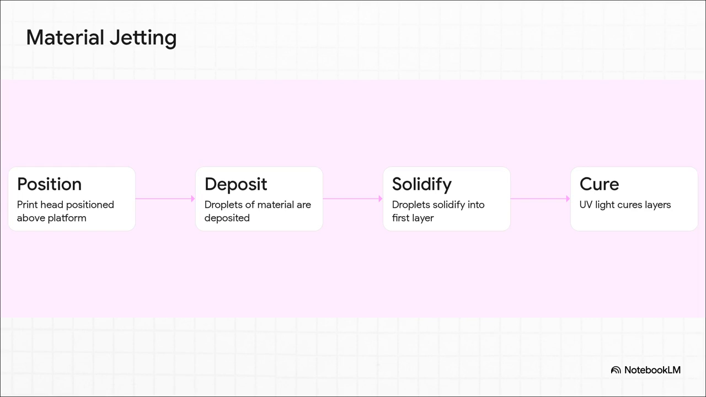Okay, next up is material jetting. Honestly, if you have a standard inkjet printer sitting on your desk right now, you already get the gist of this. A print head positions itself over the platform, but instead of ink, it shoots out tiny droplets of build material using thermal or piezoelectric tech. Those little droplets hit the surface and solidify to form your first layer. More layers get built up on top, and depending on the exact material, they either cool and harden naturally or, bam, they are instantly cured by a UV light.